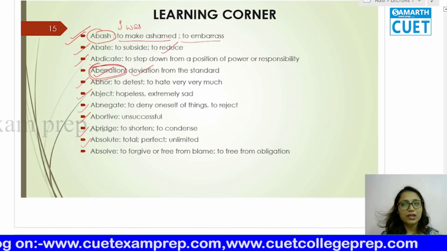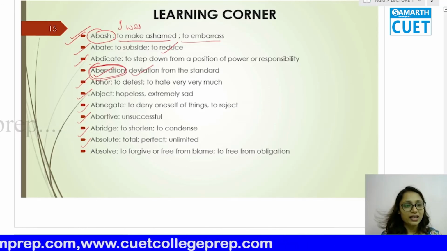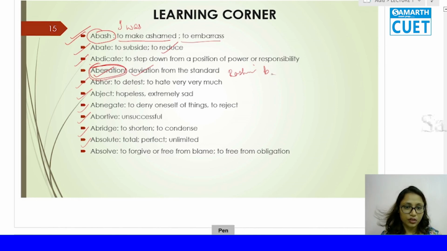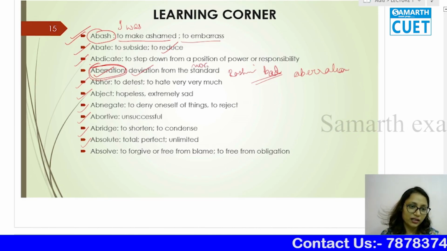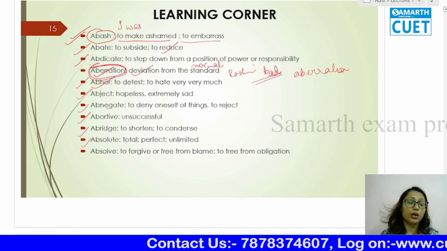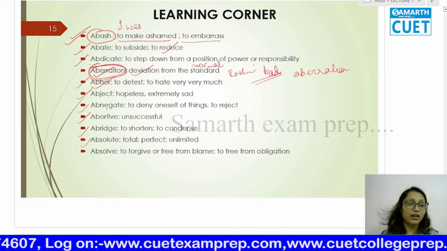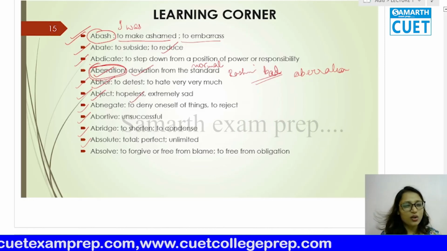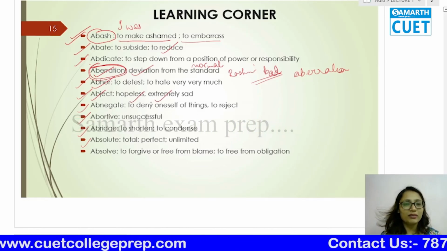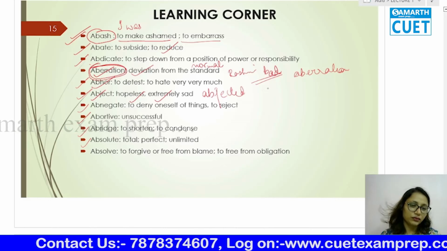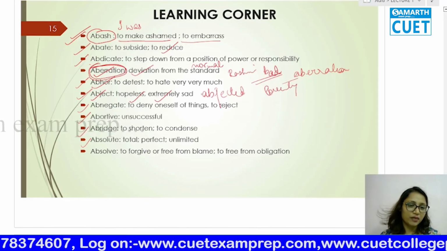A very small example: good behavior from Rashmi is an aberration. That means Rashmi is usually a very bad person. Usually her behavior is bad. Okay, but today there is an aberration. That means today it is a deviation from the normal, from the standard, that she is being good. Abhor means you abhor. I hope you don't abhor this English class, but I abhor study. I hate it very, very much. But I hope you don't. Abject. Abject means very hopeless, extremely sad. Usually people use it with poverty, because poverty is seen as a very hopeless situation. So, abject poverty. Okay, whenever you use it, abject poverty.